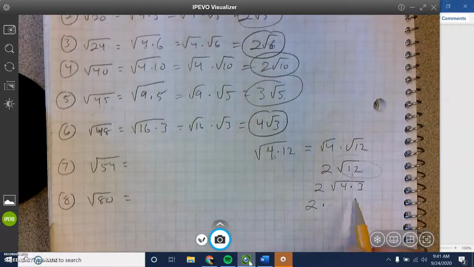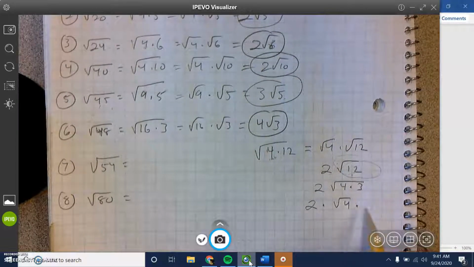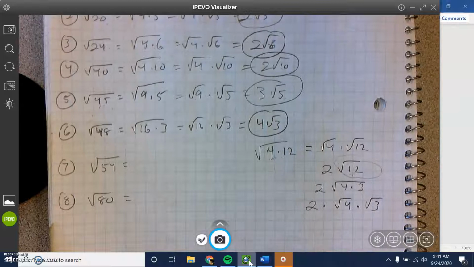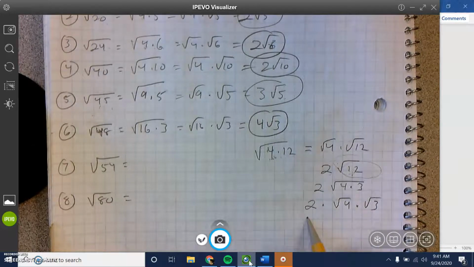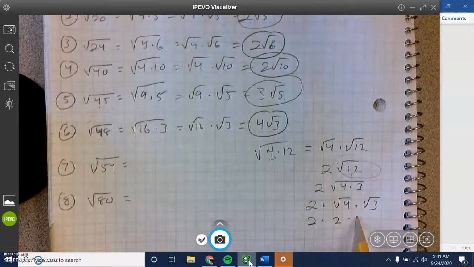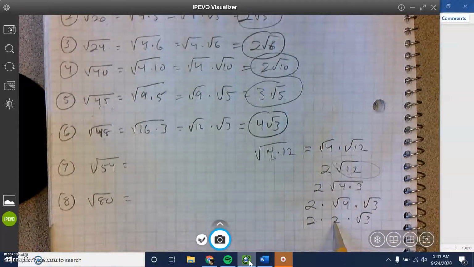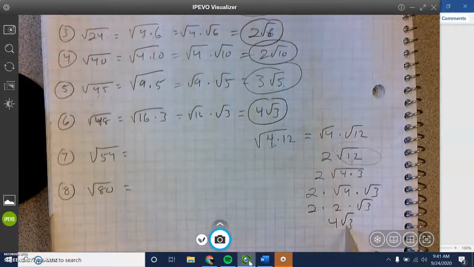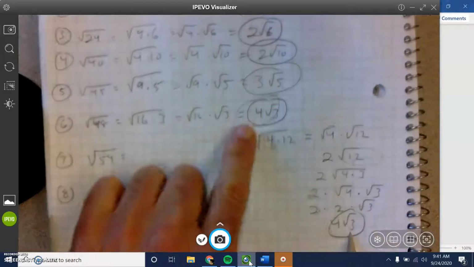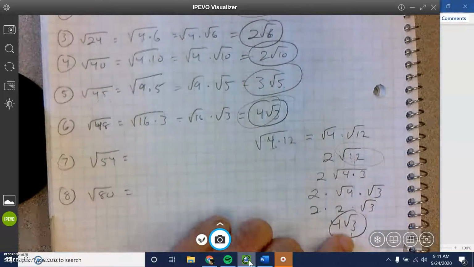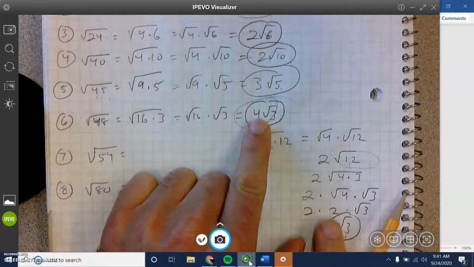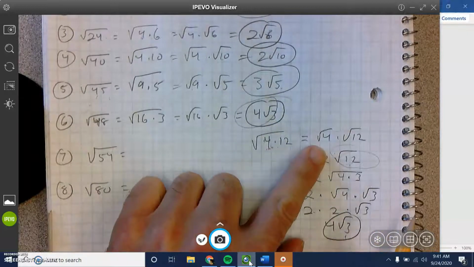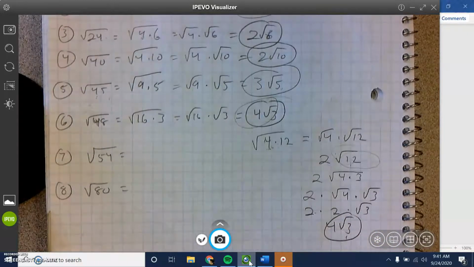So 2 times square root of 4 times square root of 3. 2 times 2 times radical 3. 2 times 2 is 4 radical 3. Ding, ding. I got the same answer, but I got it in a roundabout way, in 2 steps rather than just 1. So if you've picked the wrong factor, don't worry. If you just keep using the same rules, you will get the right answer.